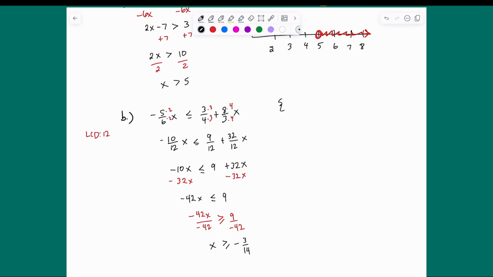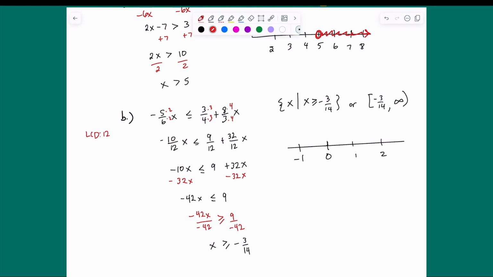Okay, so in set builder notation, that's x such that x is greater than or equal to negative 3 over 14. And in interval notation, we would have a bracket negative 3 over 14, and then we want everything to the right of it, so we're going to positive infinity. In other words, negative 3/14 is close to 0, between negative 1 and 0, and maybe something like that there when we draw the number line.